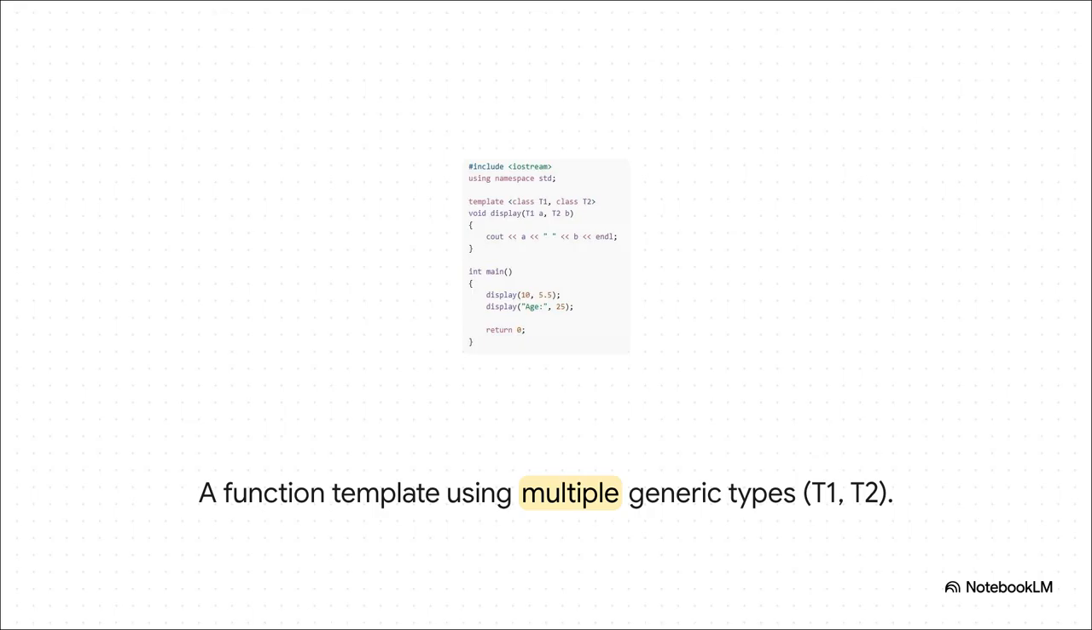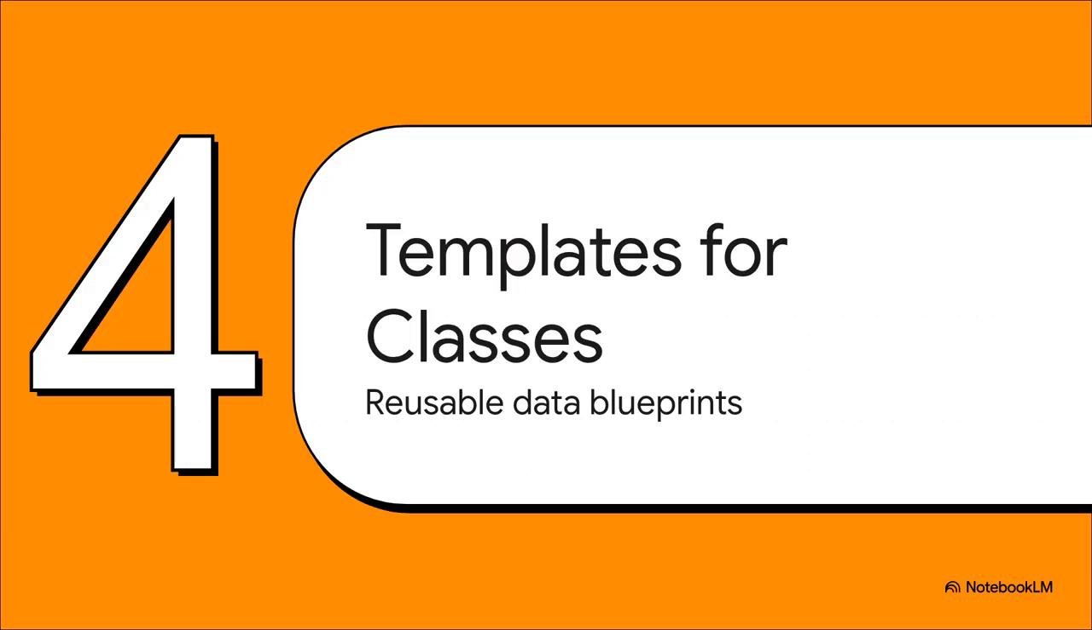It means you can pass arguments of totally different types, like a string and an integer, into the very same function call. How powerful is that? Okay, so we've seen how awesome templates are for functions. Now let's take that exact same powerful idea and apply it to classes. This is where we start building reusable blueprints for our data structures.